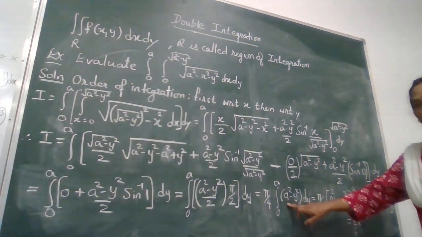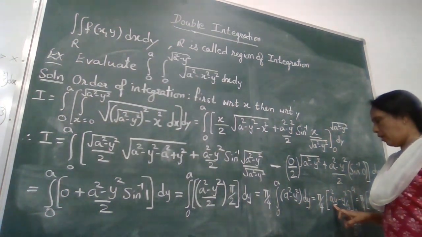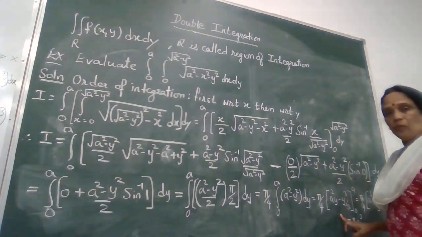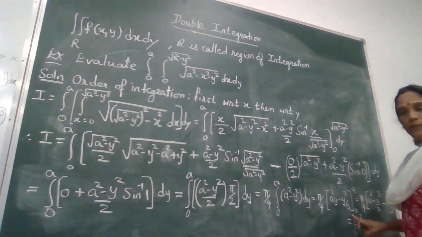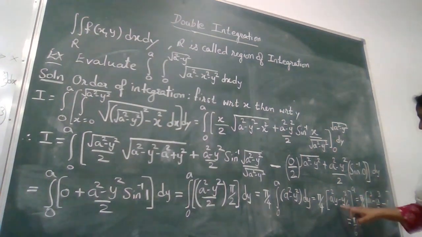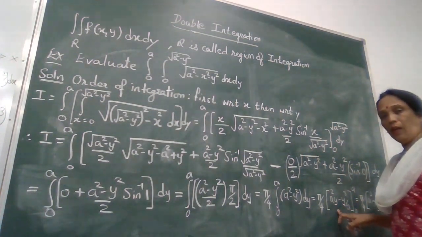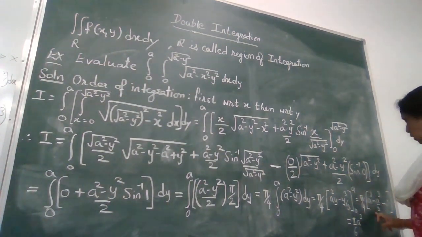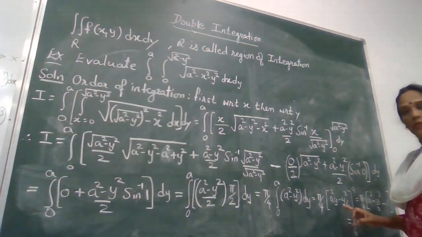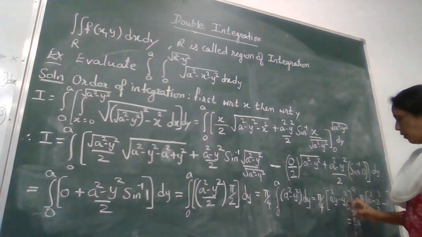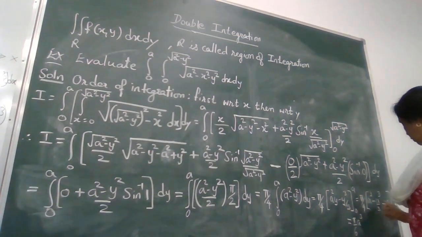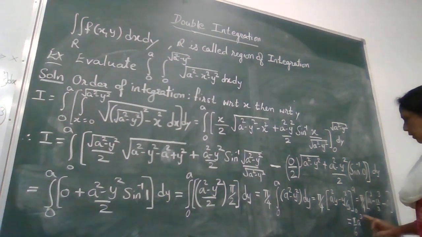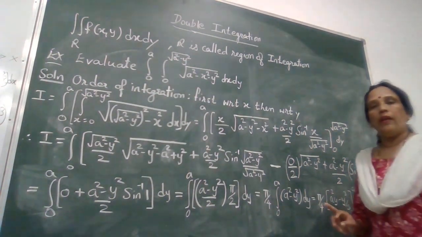So the integration of a square is a square y and the integration of y square is y cube by 3. Again we put the upper limit and lower limit. So we replace y by a, which is the upper limit. So that we get a cube minus a cube by 3. And then after minus sign we put the lower limit, that is we replace y by 0. So which gives us 0 answer. Now on simplification, the final answer is pi by 6 a cube.